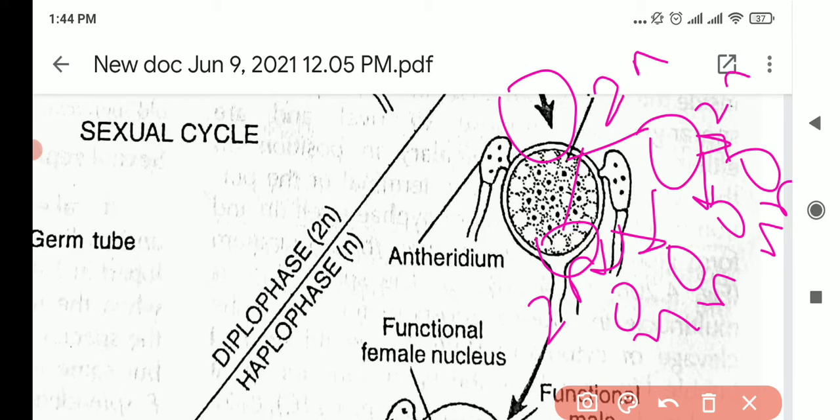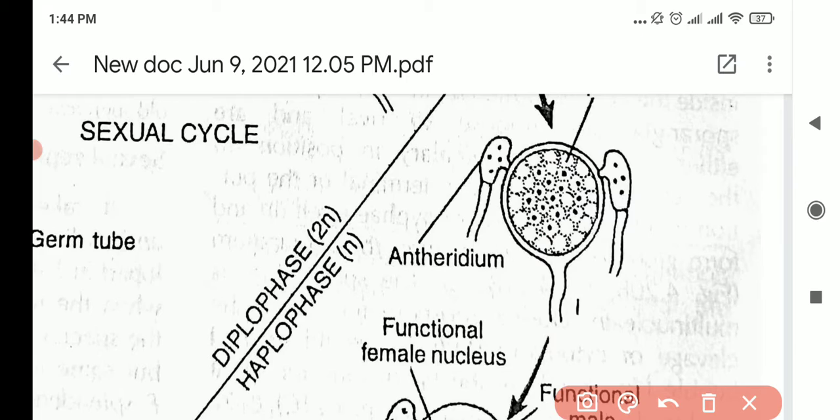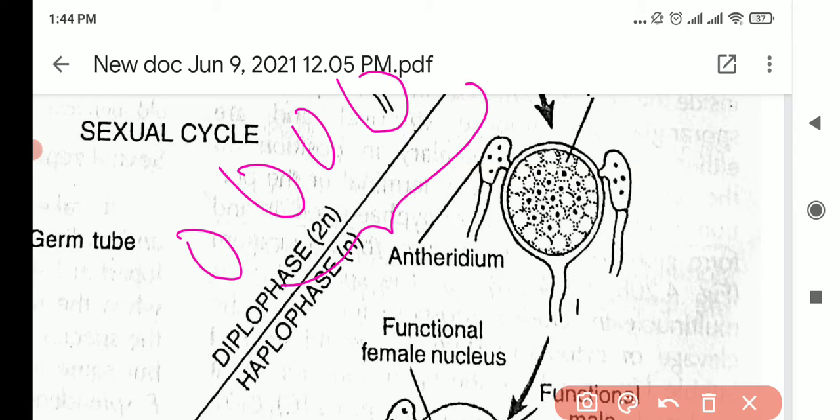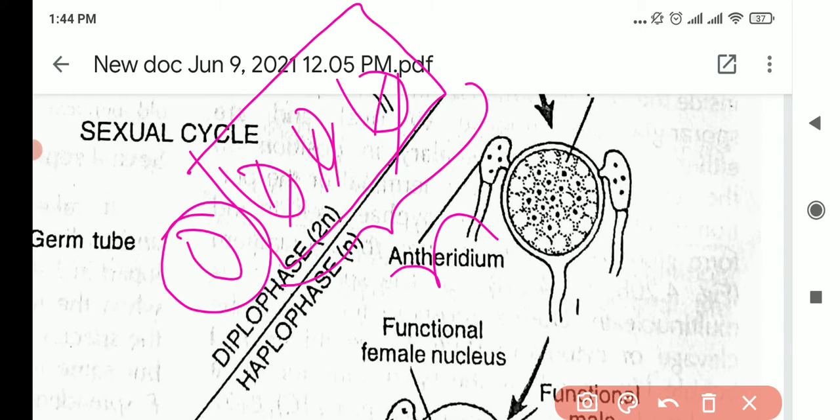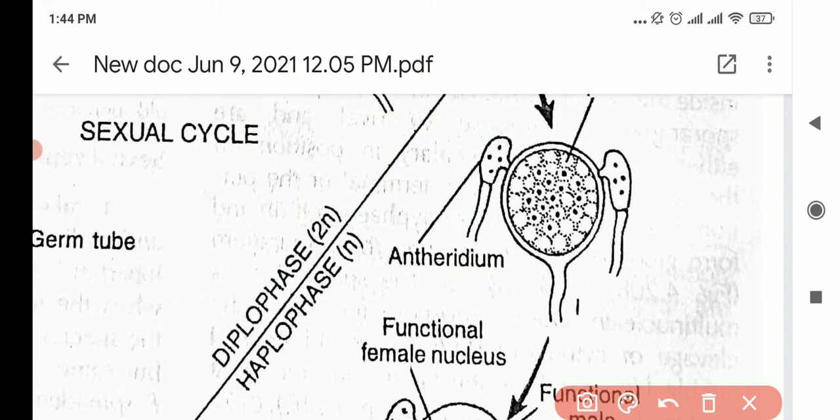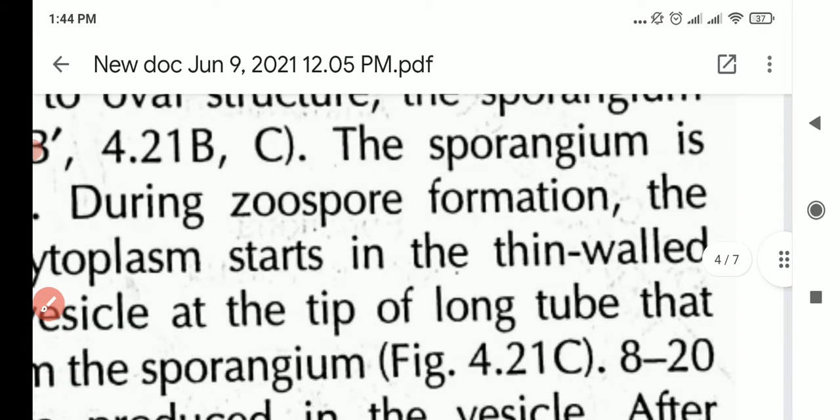You getting it? So out of these 4 pre-eggs or pre-antherozoids, 3 will degenerate. Let me draw better. 1, 2, 3, 4. You got 4, and these all were n. So out of these, 3 pre-eggs and 3 pre-antherozoids will degenerate and leave only 1 functional pre-egg and 1 functional pre-antherozoid, which will develop into your egg, your ovum, and your functional male gamete. Okay.